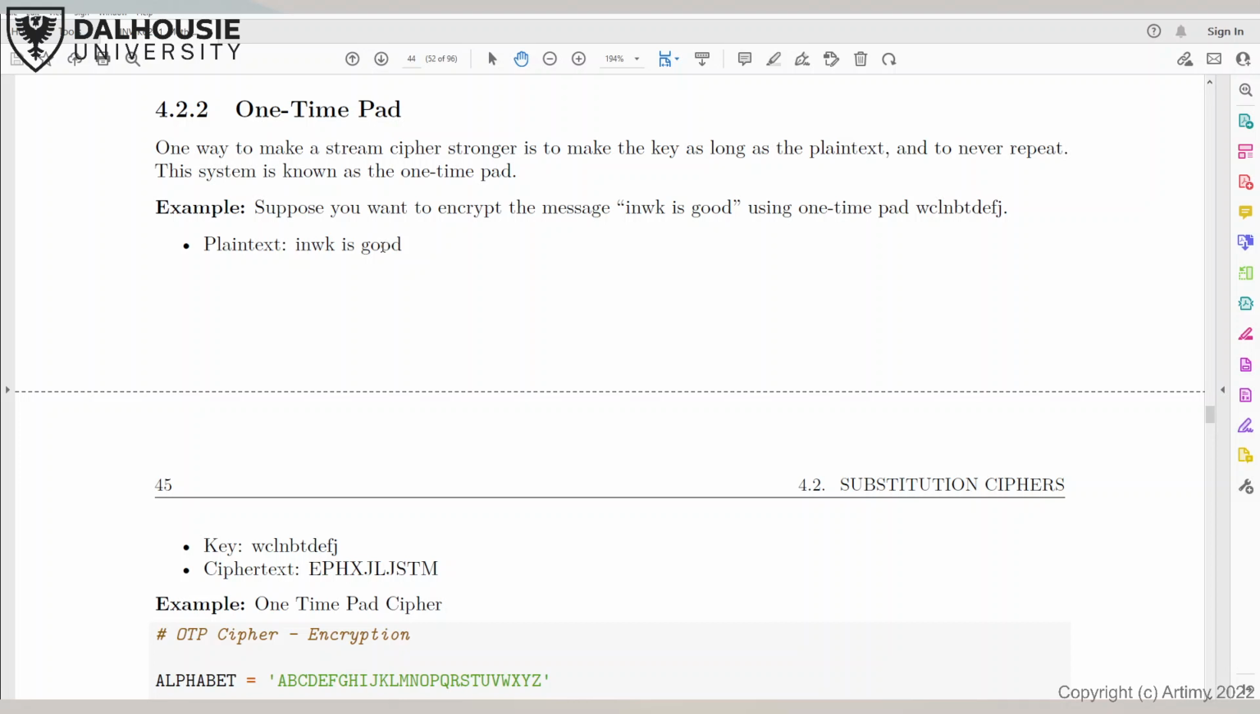If the letters in the key are random. Actually, the opposite is totally true. If you try to encrypt one English sentence with another English sentence, it's actually a very weak encryption technique.